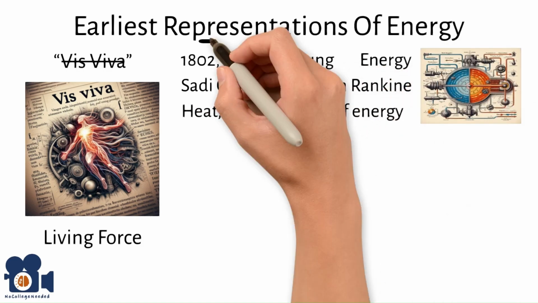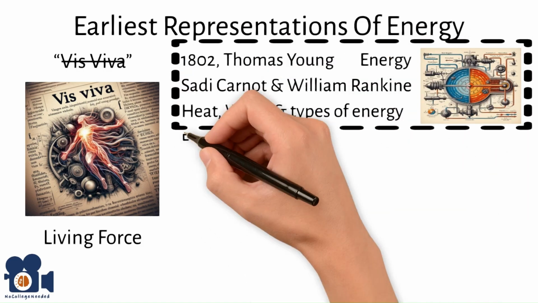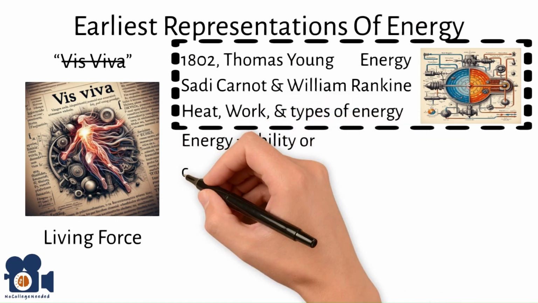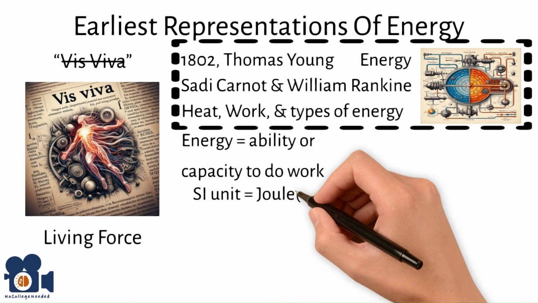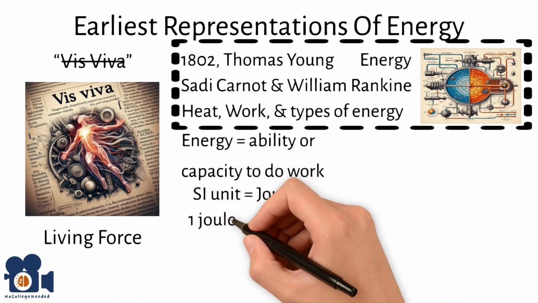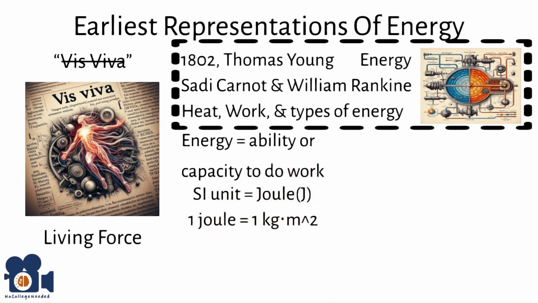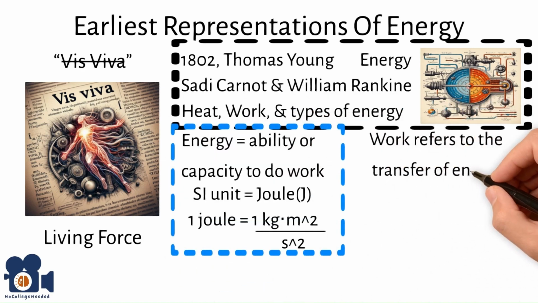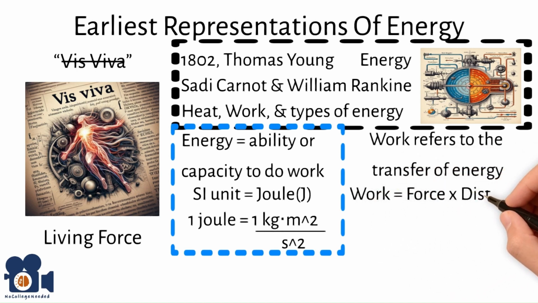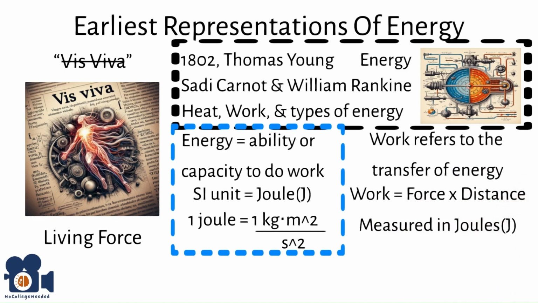The definition of energy as we know it today is a quantity used to describe the ability or capacity to do work, with the SI unit for it being joule, J, with 1 joule equaling 1 kilogram times meters squared divided by seconds squared. Work refers to the transfer of energy between objects or systems when a force is applied over a distance, with the equation work equals force times distance, and is measured in joules as well.